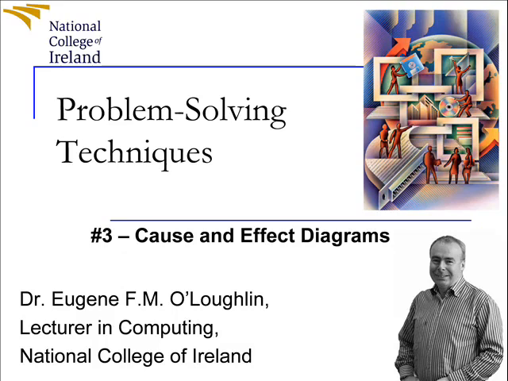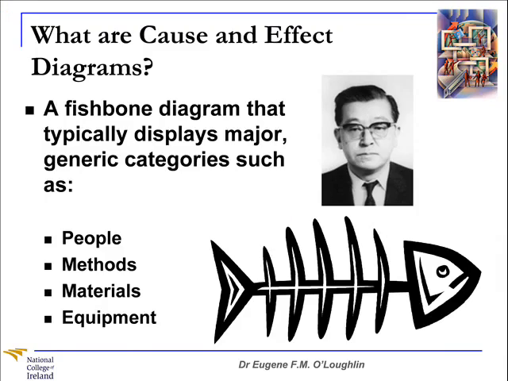In video number 3 we're going to take a look at cause and effect diagrams. So first of all, what is a cause and effect diagram? Well, it's generally regarded as a fishbone diagram that typically displays major generic categories such as people, methods, materials and equipment that cause an effect that's often perceived as a problem.